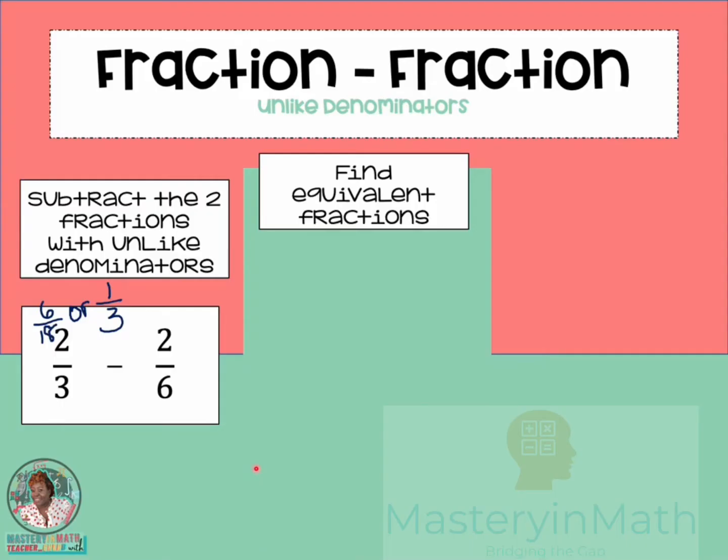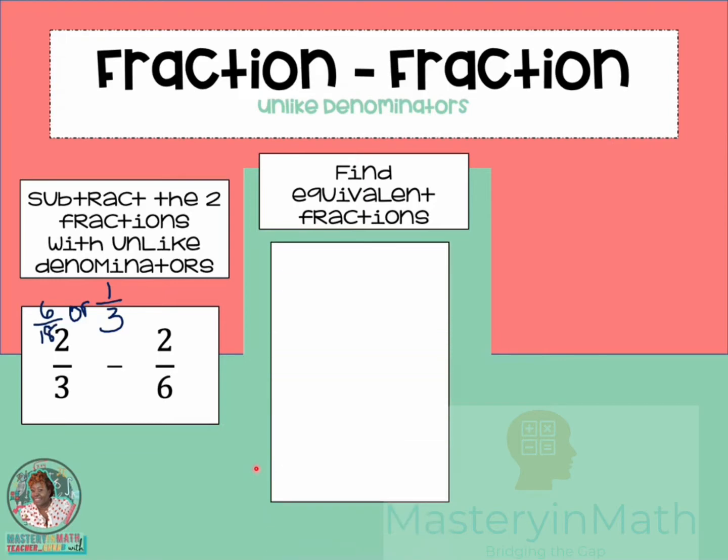So we said that we need to find equivalent fractions. You have 2/3, and then you have 2/6. And remember, we said you find an equivalent fraction by finding your LCD. This is the other way now that we're going to go over and check to see if we get the same answer. We find the least common multiple of our denominators by listing the multiples of your denominator.